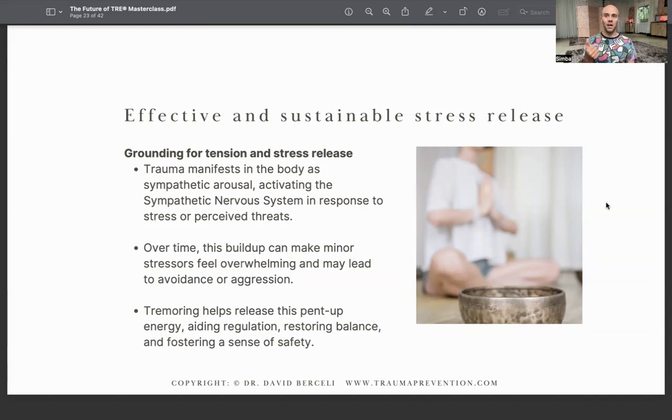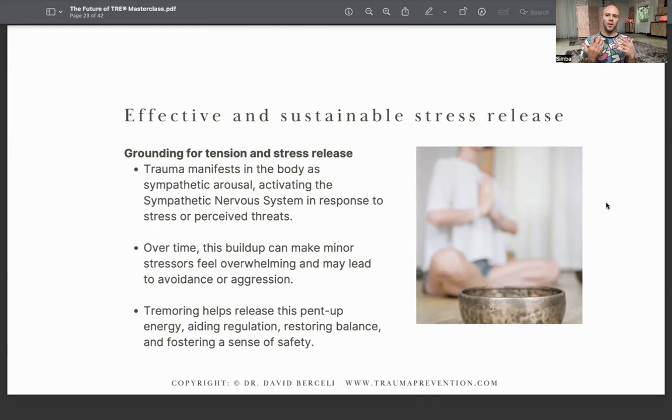So TRE is a great standalone modality when it comes to working with grounding because it grounds that basic imprint of stress that we have in our body that manifests in your nervous system.